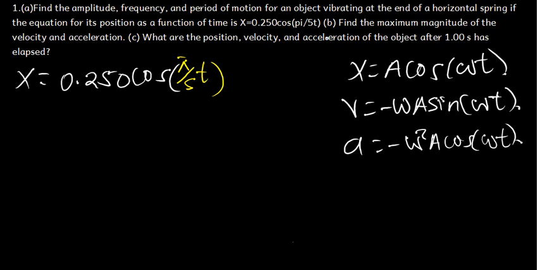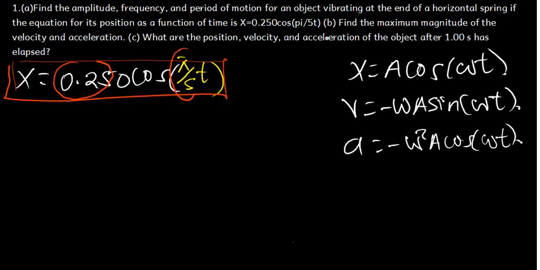Now, as we can see from our formula, x is equal to 0.25 cos(pi over 5 times t), this is the formula for what? The position as a function of time. The first part here is the amplitude. This part here is the angular frequency. Under simple harmonic motion, whenever you see omega, that is the angular frequency, and it is measured in rad per second.